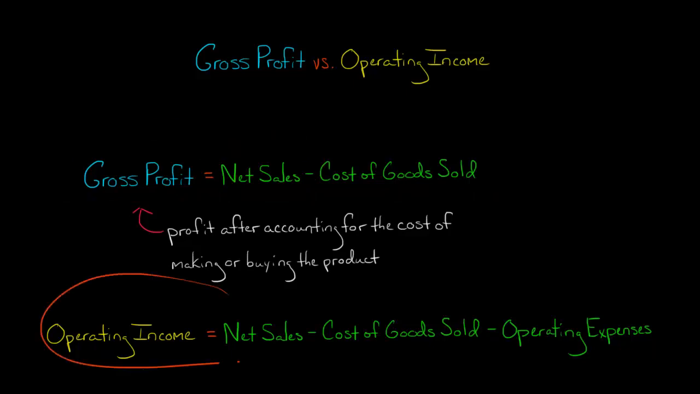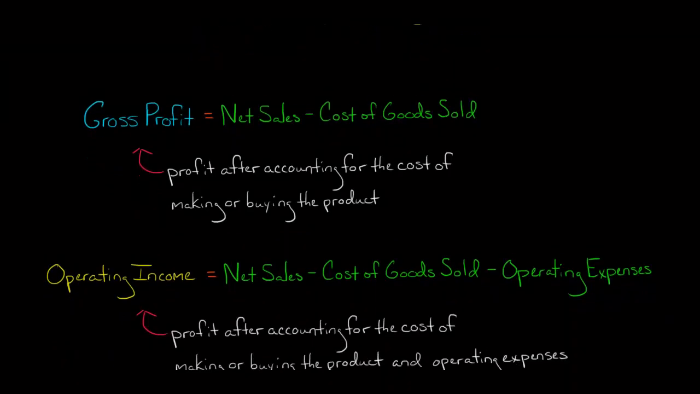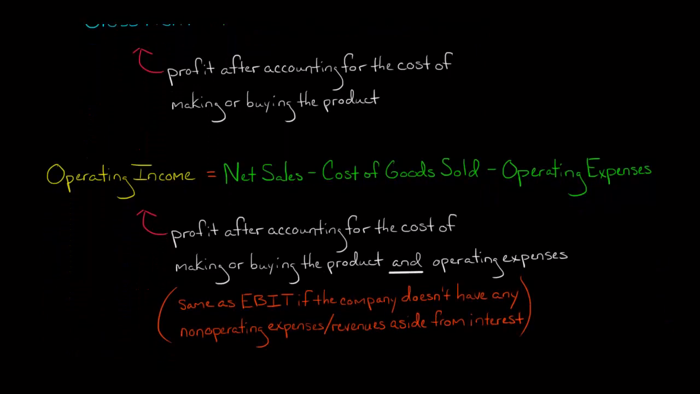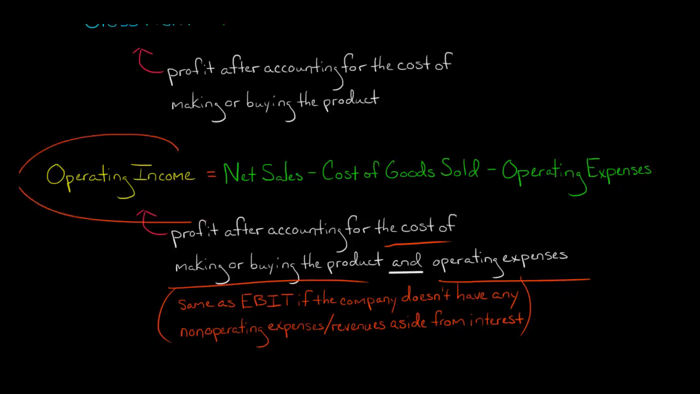Operating income is also net sales minus cost of goods sold, but you subtract one additional thing: operating expenses. What's included in operating expenses? Things like SG&A expense, research and development. Sometimes you'll see impairments in there. Okay, so operating income is the company's profit after accounting for the cost of manufacturing or buying the product and the operating expenses. And sometimes you will hear people call operating income EBIT, earnings before interest and taxes.